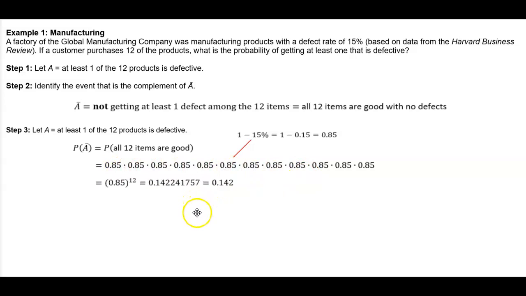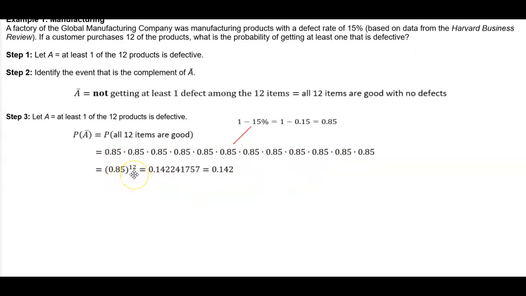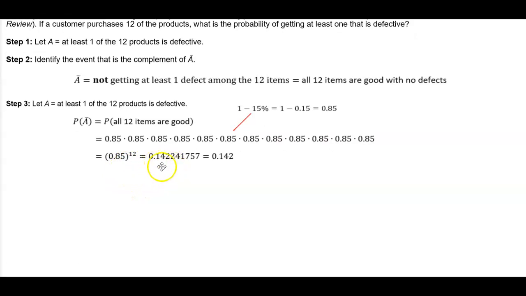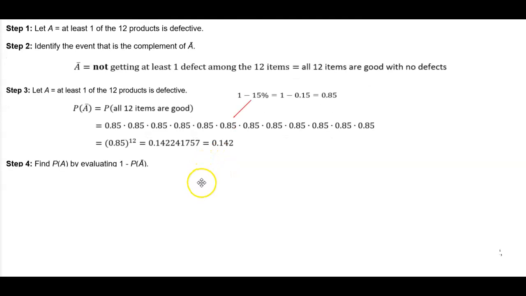Another way of writing this is 0.85 to the 12th power, which gives us a decimal of 0.142241757. We want to round that to 3 decimal places to get 0.142. And so now what we want to do is find the probability of event A by evaluating 1 minus the probability of the complement of A. So the probability of A, which is equal to 1 minus the probability of the complement of A, is equal to 1 minus what we found in the third step, 0.142, which is then equal to 0.858.